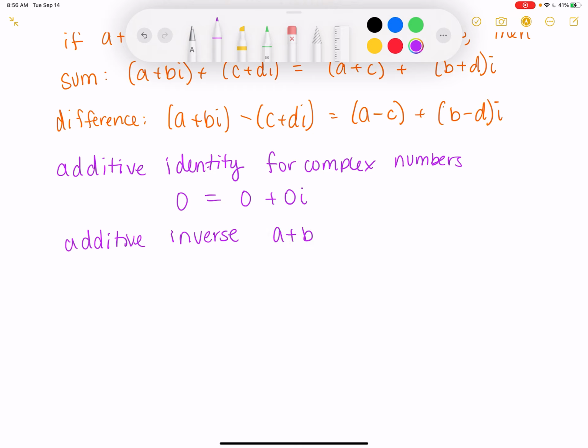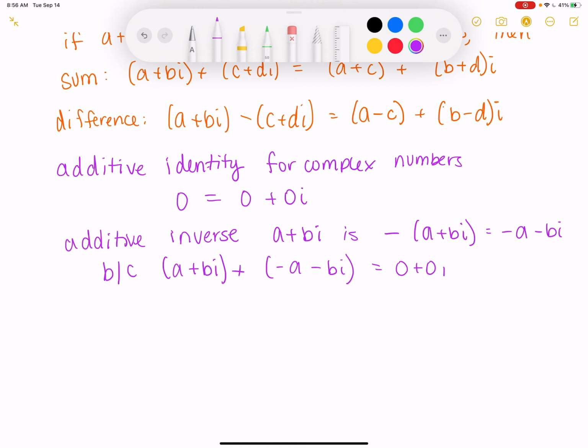a plus bi plus negative a minus bi is equal to 0 plus 0i, which is equal to 0.